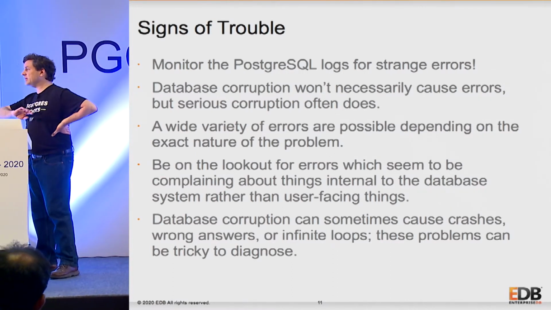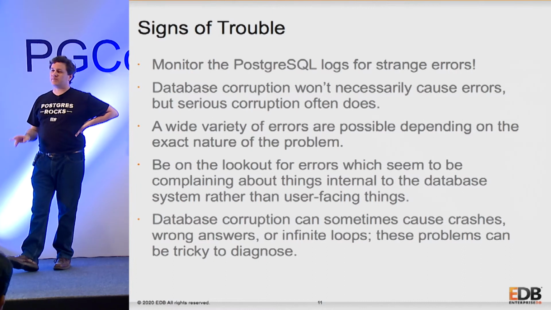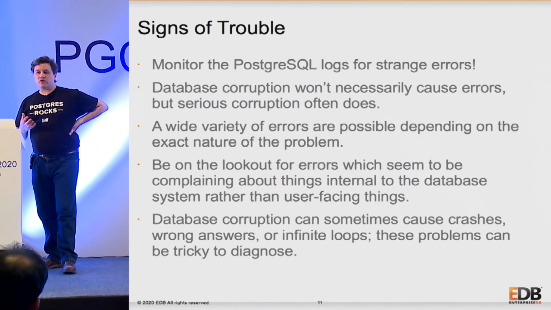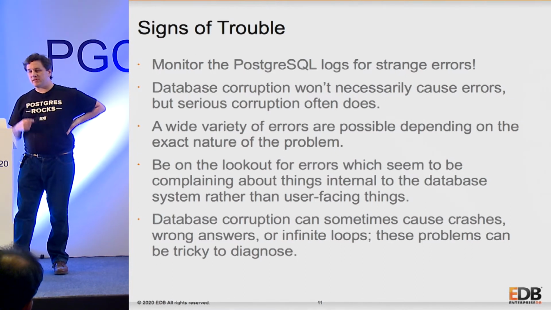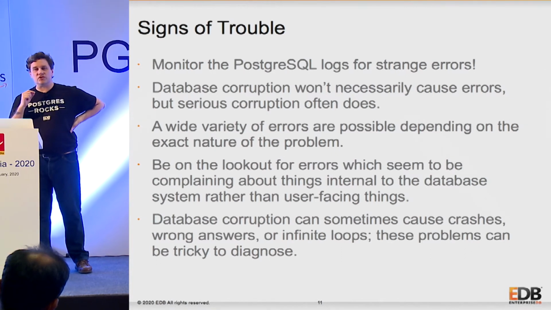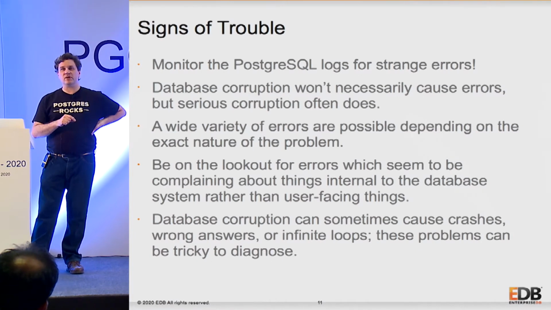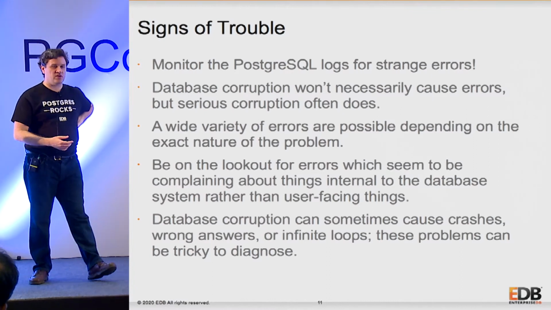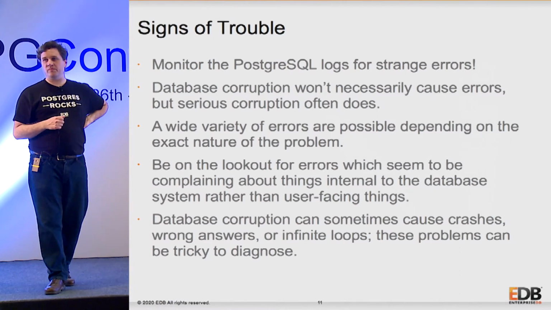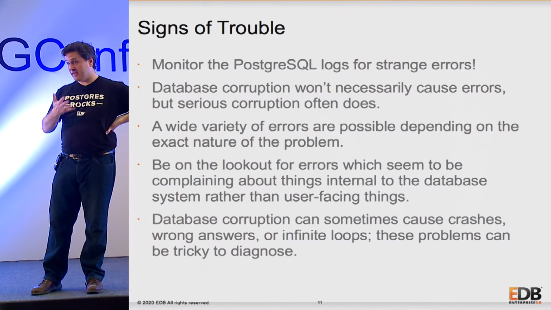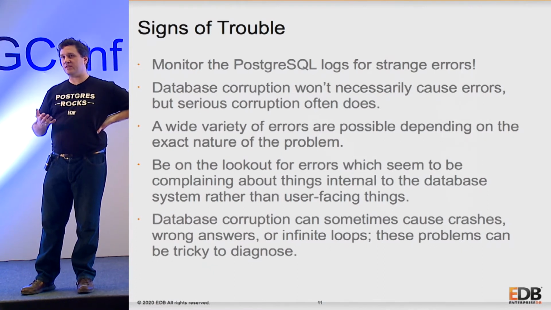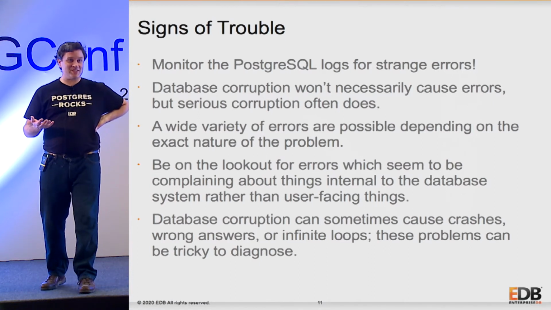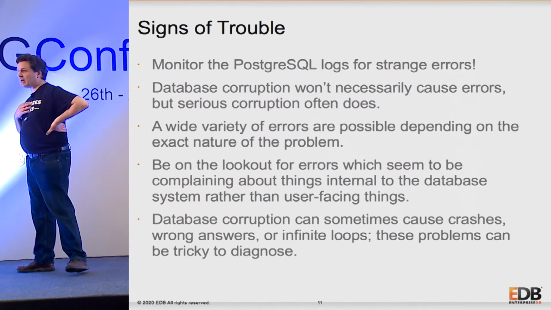And unfortunately, there's a hugely wide variety of errors that are possible depending on exactly what has gone wrong. But generally, be on the lookout for errors which seem to be complaining about things internal to the database system as opposed to user-facing things. So, for example, if you see an error in your log saying, inserting this row would be a foreign key violation, that is not an indication of corruption. That's an indication that somebody tried to insert a row that violates the foreign key constraint, and there's no real problem there.